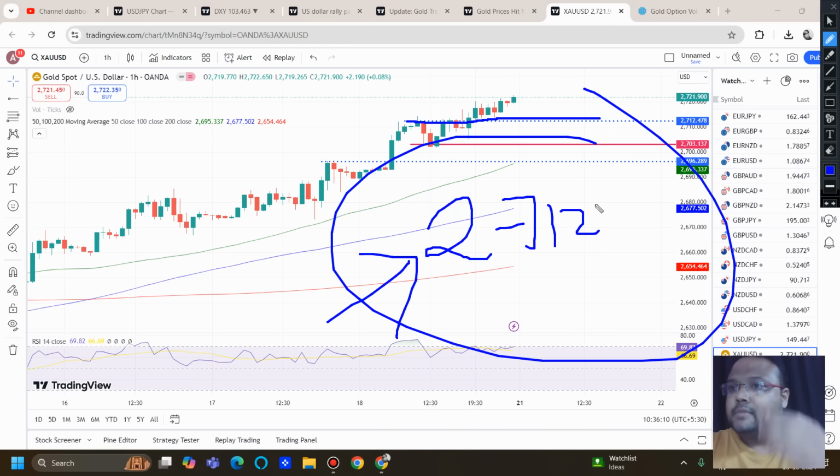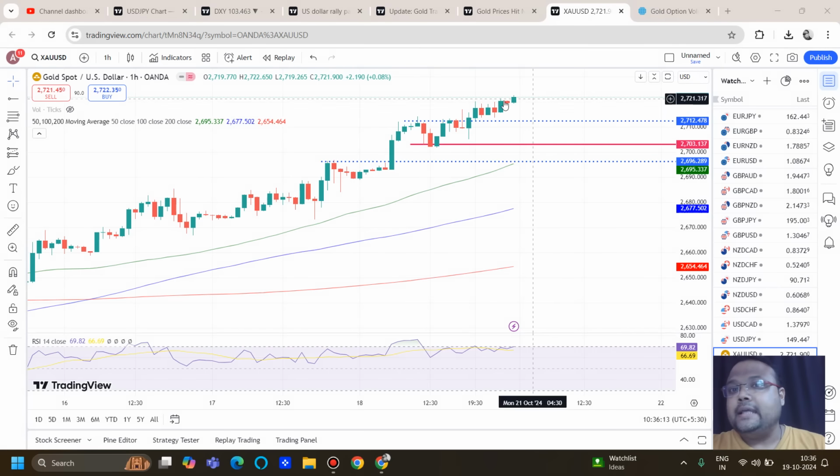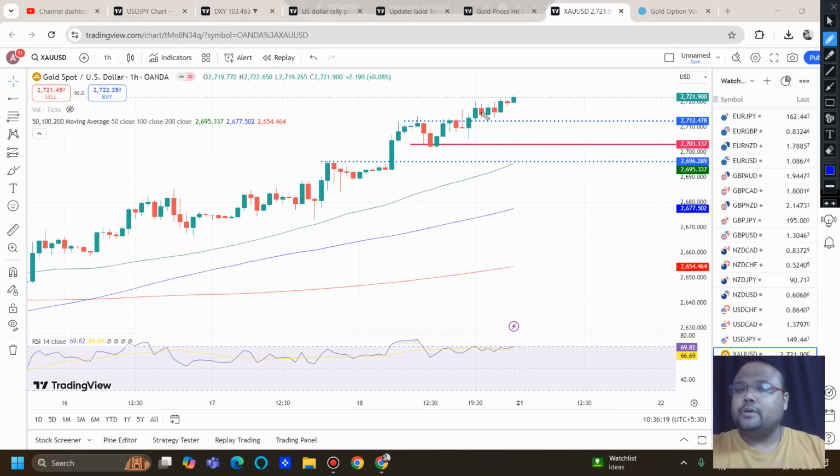And the market just closed at almost a record high. There is no sign of retracement. So when the market doesn't come for retracement, listen to me carefully. What we have been doing was buying at breakout. But in this case, buy at breakout can be a little riskier.